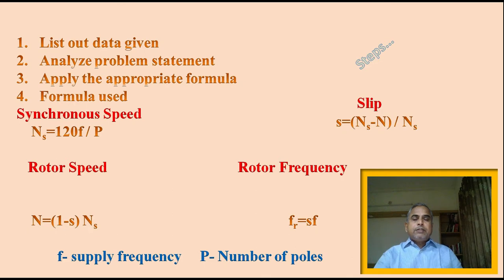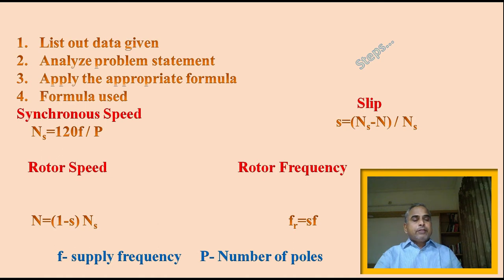The next equation we are using is the slip of the induction motor. It's the ratio of the slip speed to the synchronous speed, that is (ns minus n) divided by ns. What we are getting here is the fractional slip. If we want to express it as a percentage, you have to multiply by 100.